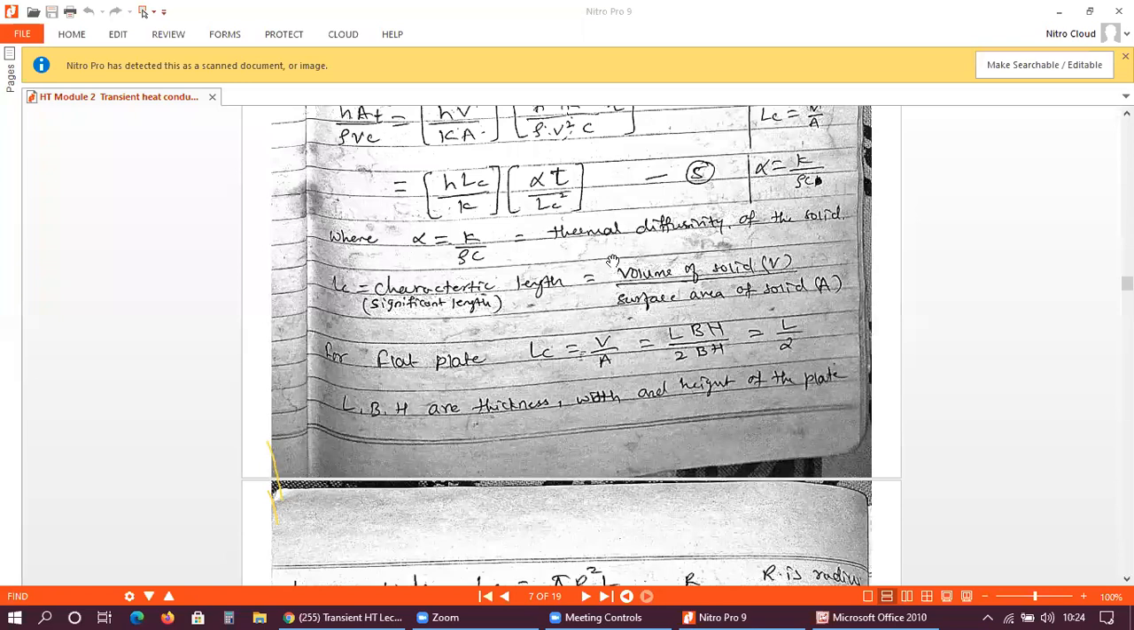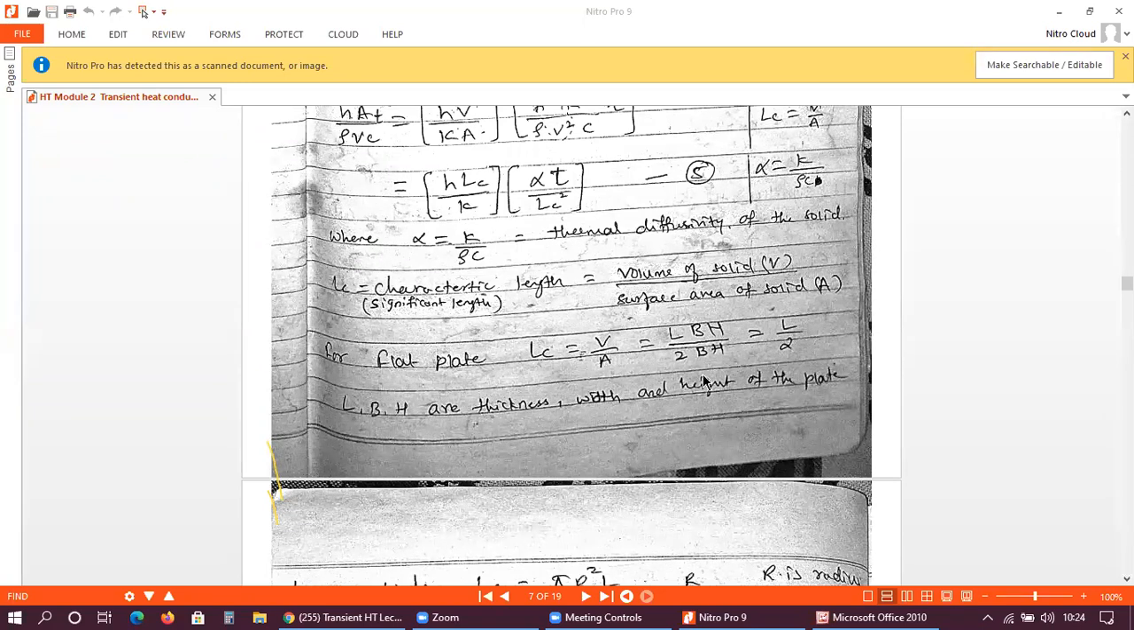Right? The very first case is the flat plate. For a flat plate, the characteristic length is given by V by A. The volume of the plate is L B H, length, breadth, height, divided by the surface area 2BH. So here this flat plate is exposed to two surfaces.